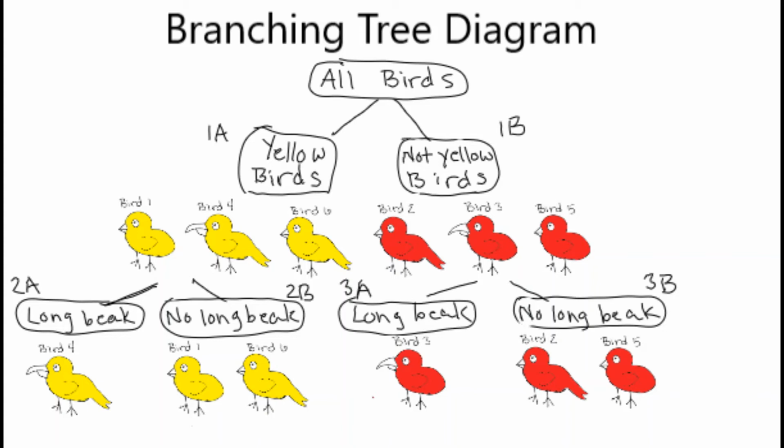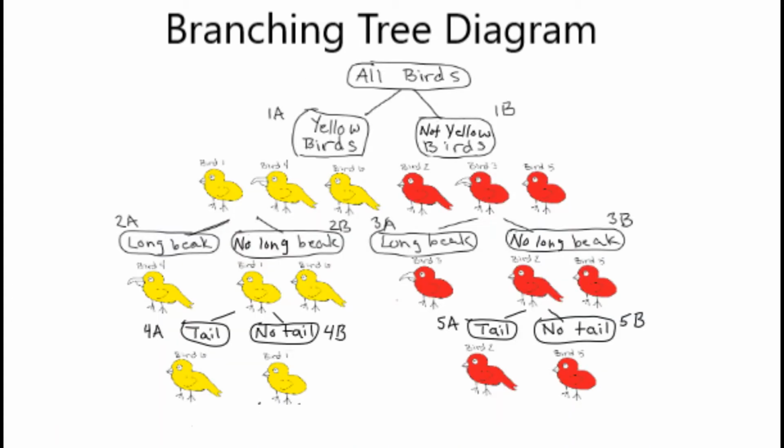Okay, but we still have to do some more separation because the ones that do not have long beaks are still in a group. So we can separate them by whether they have tails or no tails. All right, and you can see that I separated them based on that. And now we have all birds that are only in one group by themselves. With this, we can then go ahead and make a dichotomous key.